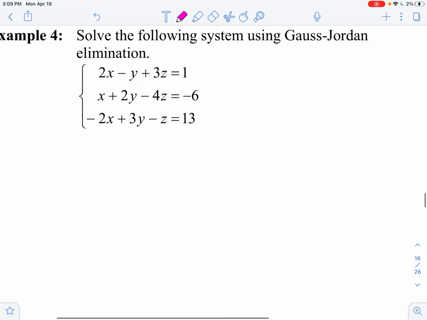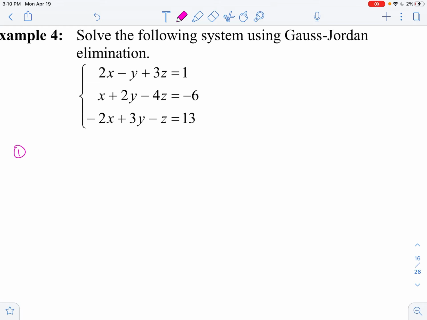Okay, so for this example number 4, this is what you need that extra piece of paper for. Either use the back of the notes if you want to, or you can use your own piece of paper. This is going to be a pretty lengthy process, so I would definitely get out your other piece of paper for this. Okay, so to solve the following system using Gauss-Jordan elimination.